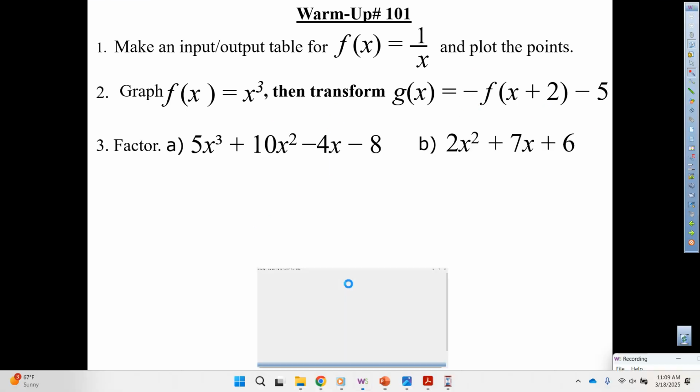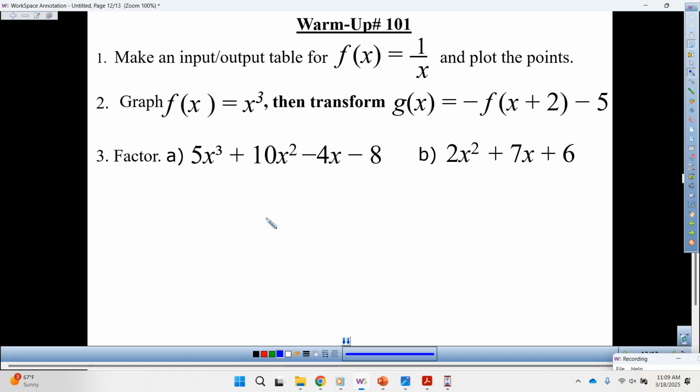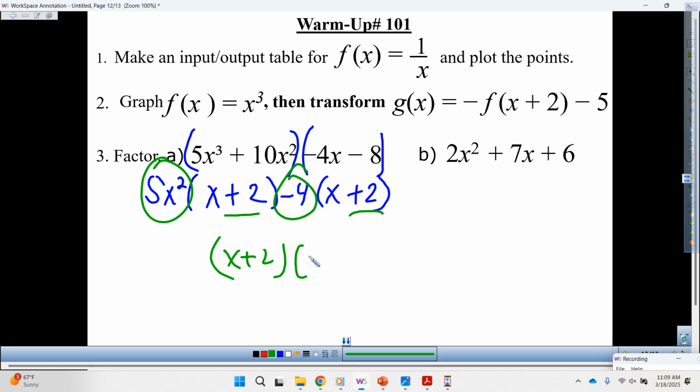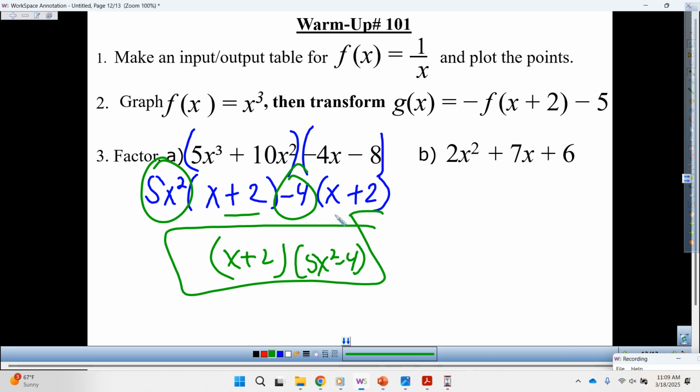Number 3 says factor. Well, first of all, for this one, is it in standard form? Yes. Is there a GCF? No, so we group 2 at a time. GCF for the first 2, that's 5x to the second. We're left with x plus 2. What's GCF for the second 2? That's -4. We're left with x plus 2. What's the same here and here? X plus 2. And what's left over? 5x squared minus 4. So far so good, yes?